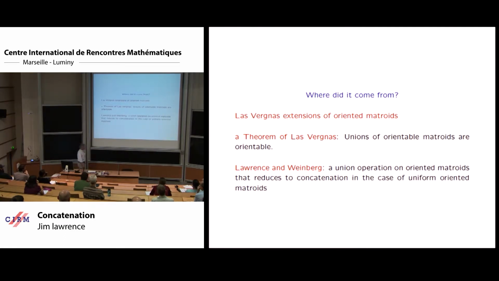And where did it come from? These are actually, in the oriented matroid setting, unions of oriented matroids. It's the union operation. Las Vergnas showed that if you have two orientable matroids, then their union is also an orientable matroid. Weinberg asked me if there was a union operation, and I told him that if it didn't bother him that you had to put the elements in order, there was one. And so we constructed a union operation for oriented matroids on an ordered set. And Weinberg was interested in that sort of thing.